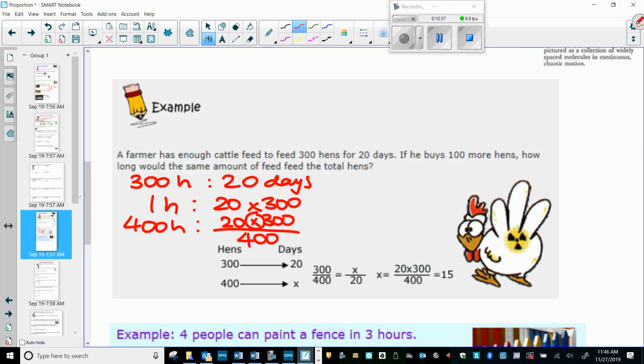Wait, that's too many. Can we separate it a little? What do you mean? Like, did you do 2 steps in one? Not really. I just didn't write the answer to this. So this step was 20 multiplied by 300, and then divided by 400. Do you always have a 400 on the bottom? No, because it's 400 hens.